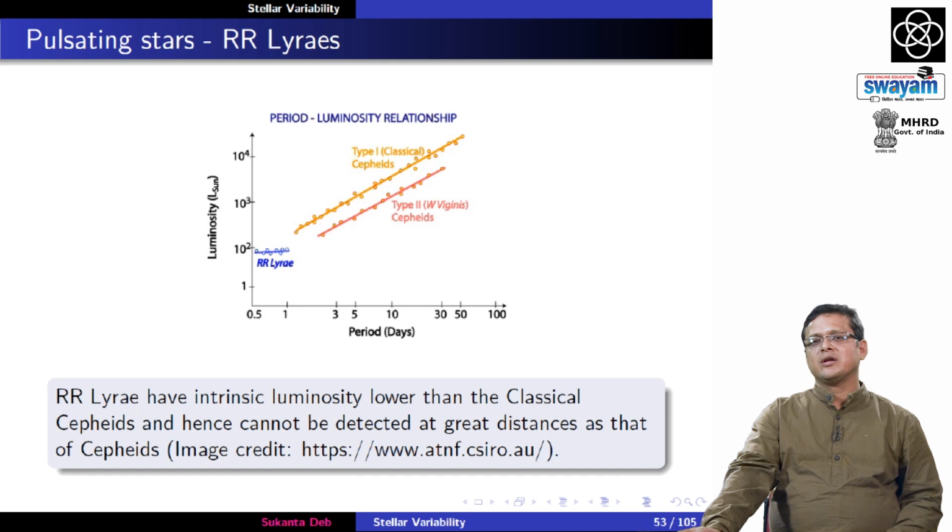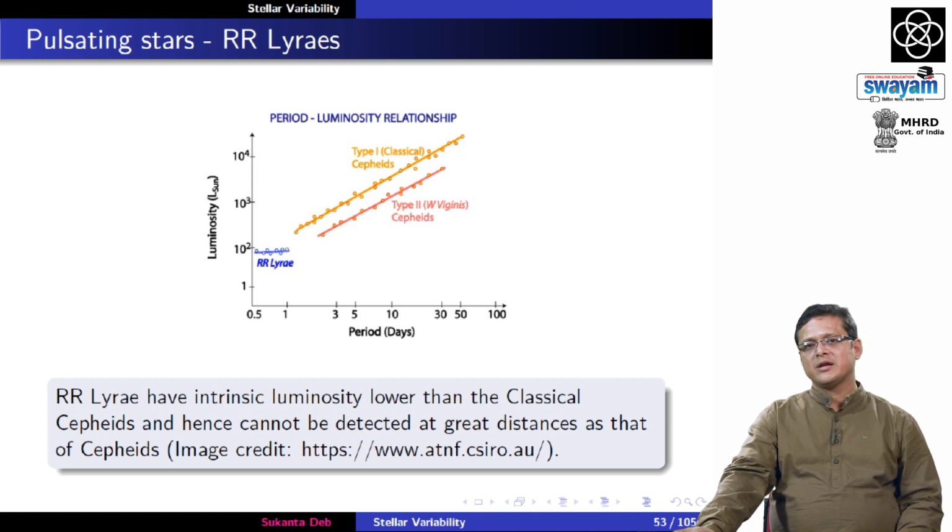So, here is one figure which shows the period luminosity of RR Lyrae stars, type 1 Cepheids or classical Cepheids, and type 2 Cepheids or W Virginis stars. Now, RR Lyrae stars have intrinsic luminosity lower than the classical Cepheids, and also their luminosities are much less as compared to type 2 Cepheids, and because of this they cannot be detected at great distances as that of Cepheids.